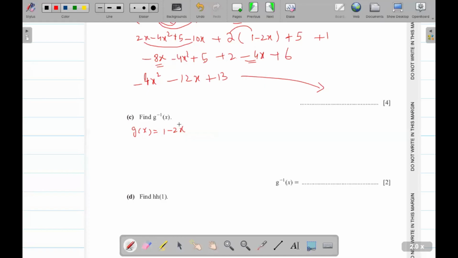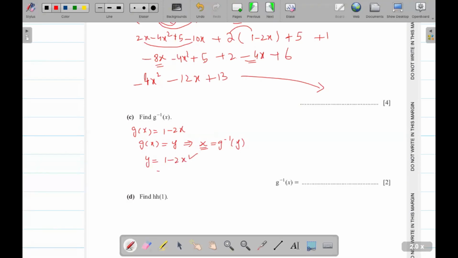Part C, find g inverse of x. Look here, g of x equals 1 minus 2x. We can write this g of x equal to y, and therefore x will be equal to g inverse of y. To calculate the inverse function, we will make x the subject. Now look here, we can write this g of x is equal to y, and y equals 1 minus 2x, and we will make x the subject.